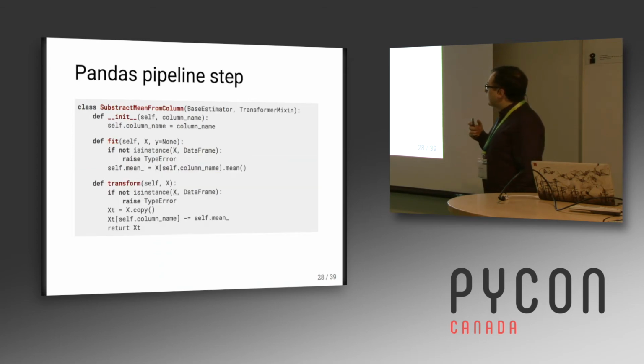And so there's no magic also for writing Pandas pipeline steps. You just expect to get a DataFrame as input, and you learn things in your fit method, and then you apply them repeatedly in your transform method.